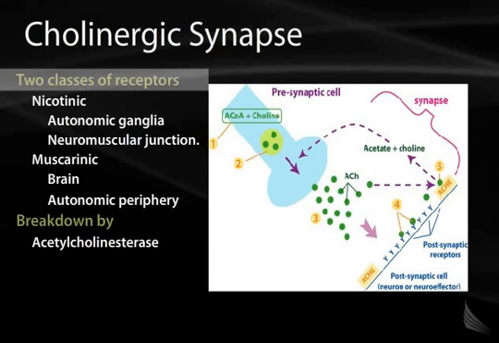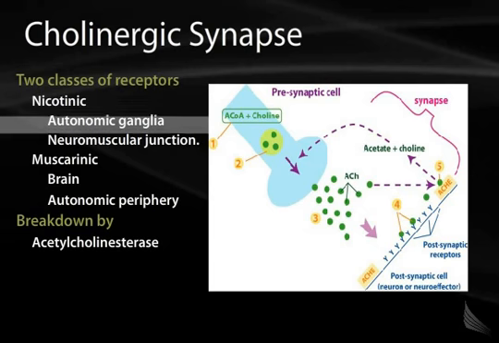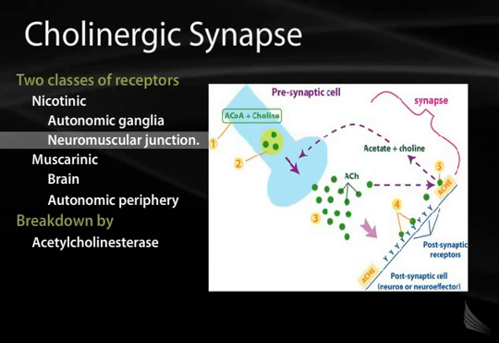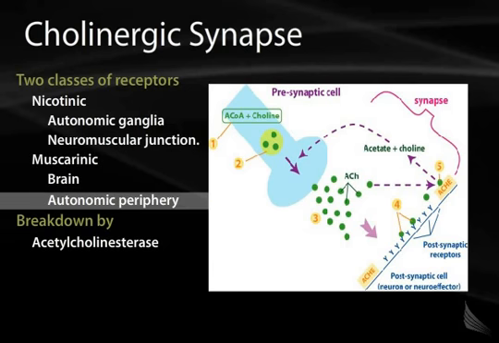Now, importantly, there are two major classes of cholinergic receptors. There are nicotinic receptors and muscarinic receptors. Nicotinics primarily are found in the autonomic ganglia as well as the neuromuscular junction, and importantly, these receptors are ionotropic, and we'll see more about this later on. Muscarinic receptors are found in the brain as well as in the autonomic periphery, and these are metabotropic receptors. They themselves are not ion channels, although they may ultimately cause the opening or closing of an ion channel.